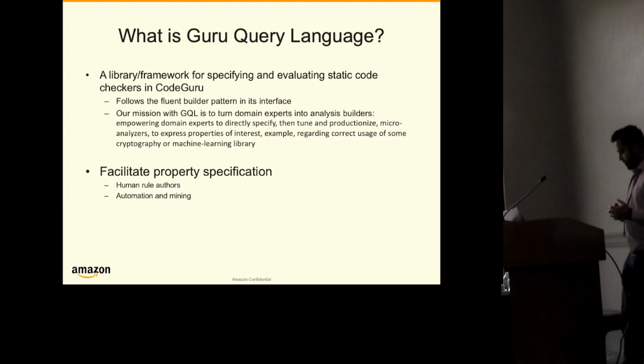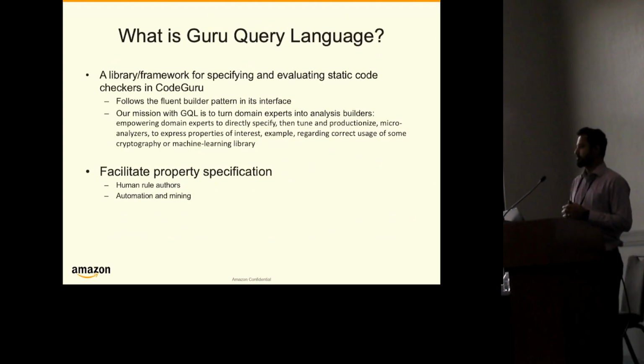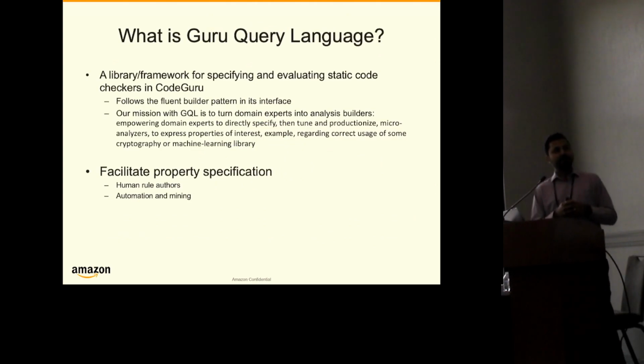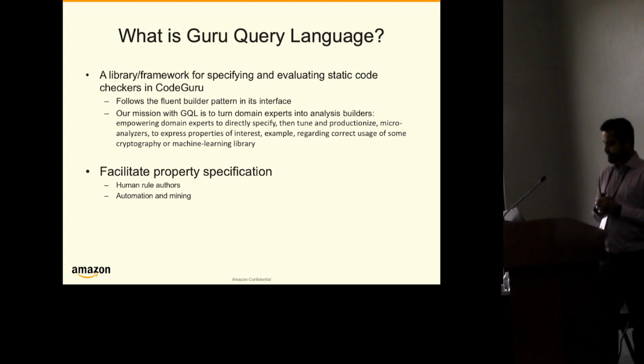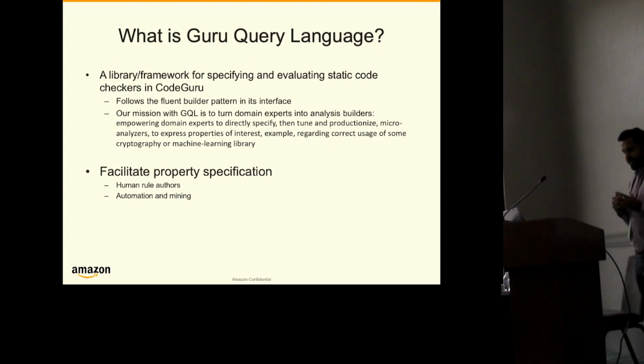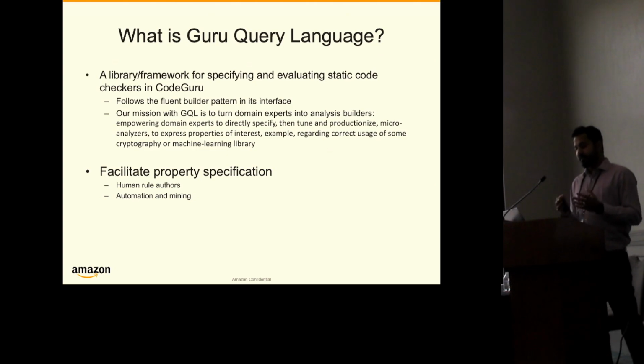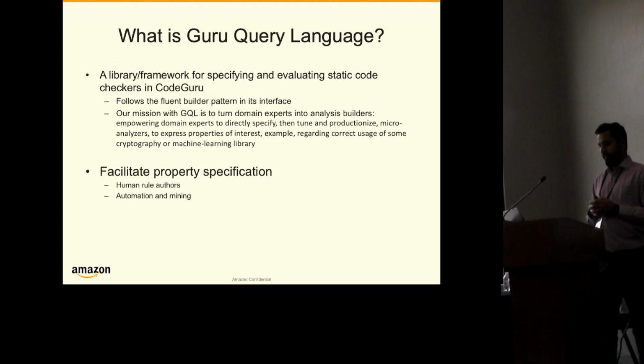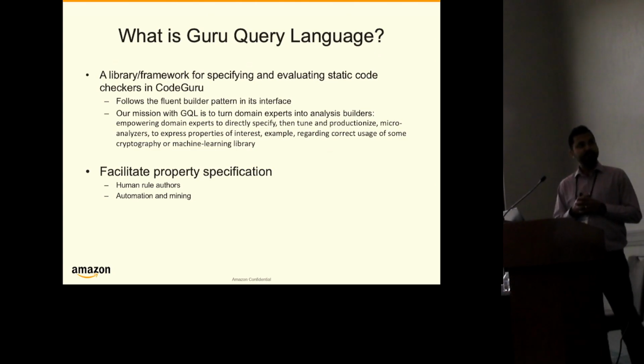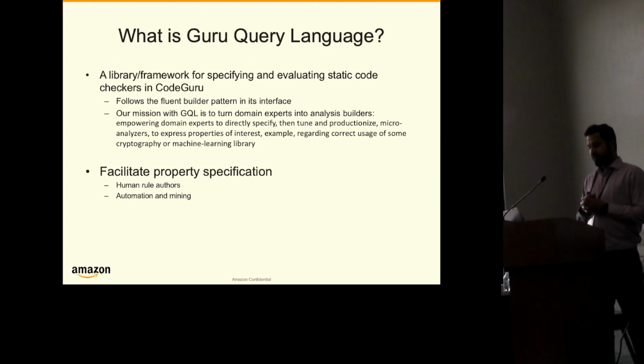And next, I'm going to talk about a query language which was built internally. This is the query language which is used to design most of the CodeGuru detectors. It is internally called Guru Query Language. It's a library or a framework for specifying and evaluating static code checkers in CodeGuru. It has a Java fluent builder pattern in its interface. And we call it GQL for short.